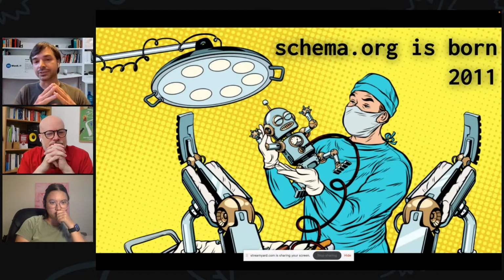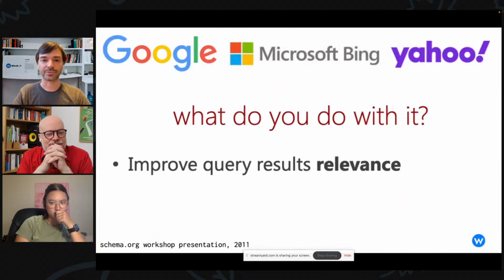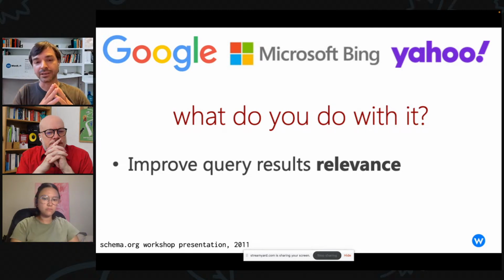So 2 years later, schema.org is born. And what is schema.org? Schema.org is a vocabulary which has been created by Google, Bing, and Yahoo, and later on also Yandex joined. And it's a vocabulary that you use to define data, to define things. And this is from the original presentation in 2011 by schema.org. It's a slide.